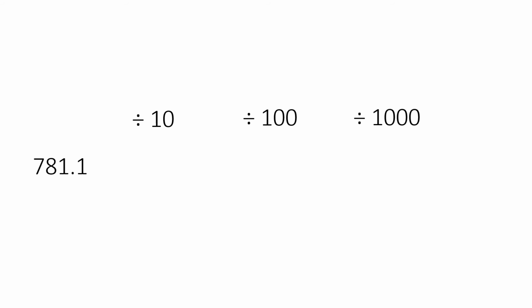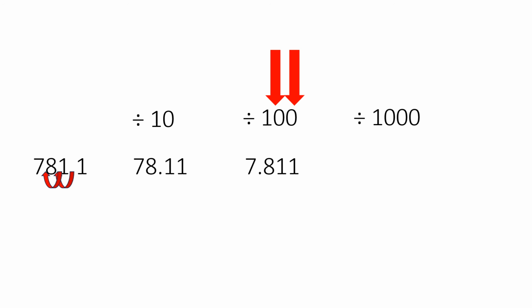Here we have 781 and 1/10, or 0.1. Let's divide it by 10. Since there is one zero, we move the decimal once, and we get 78.11. If we divide that number by 100, there's two zeros. That means we move the decimal twice. Now we got 7.811, or 7 and 811 thousandths.